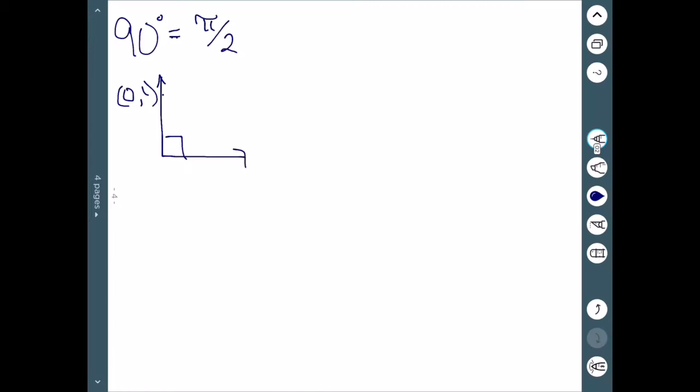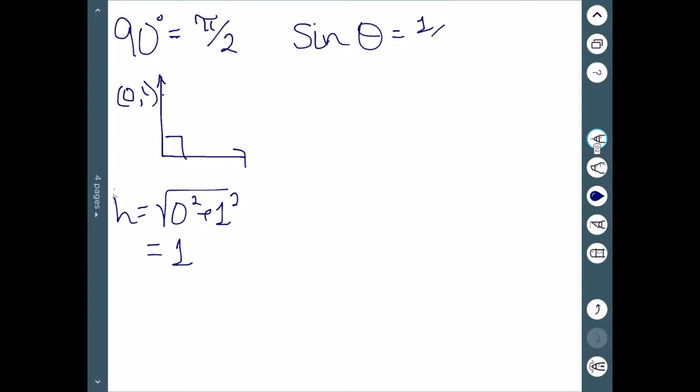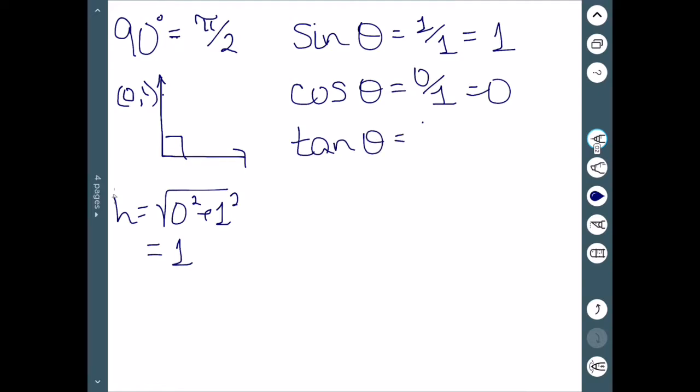Next, we'll consider 90 degrees or pi over 2 radians. And we'll note that (0, 1) is a point on that terminal side, on the y-axis in this case. We also once again need to find the hypotenuse, which will be the square root of 0 squared plus 1 squared, which is just 1. For sine, I have opposite over hypotenuse, which is 1. Cosine is adjacent over hypotenuse, which is 0. Tangent, opposite over adjacent, which is dividing by 0, so that does not exist.